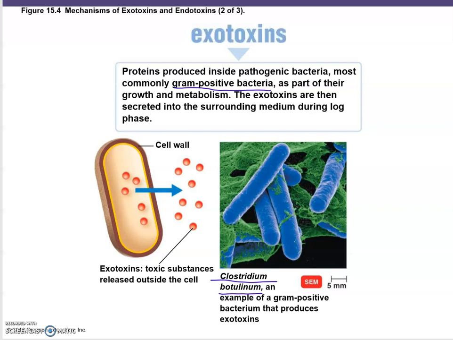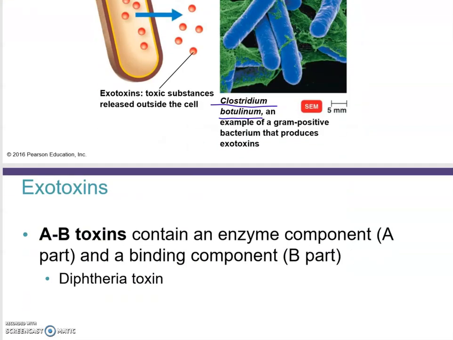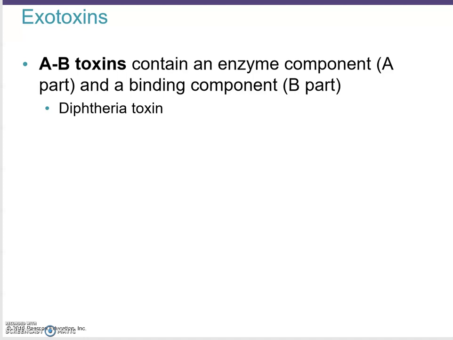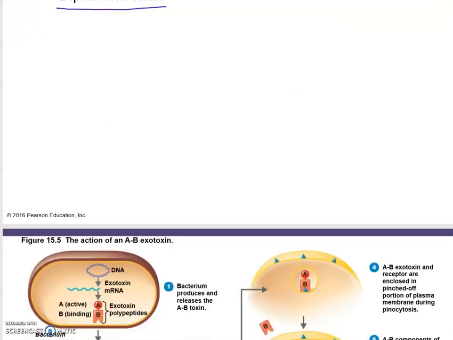And then the toxin, which is a protein, is secreted to the outside of the cell, where it then binds to host cells and causes damage. So most of the time we have AB toxins. That means the exotoxin has two components, an A component and a B component, where the A component is the enzyme part of the toxin, and the B part, B for binding, that's the binding component of the AB toxin. And here they're using diphtheria toxin as an example.